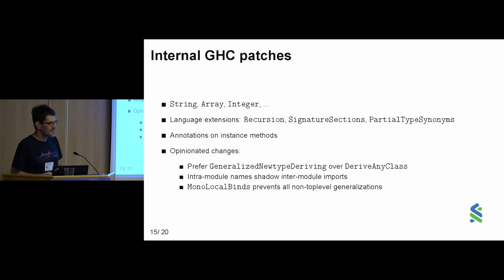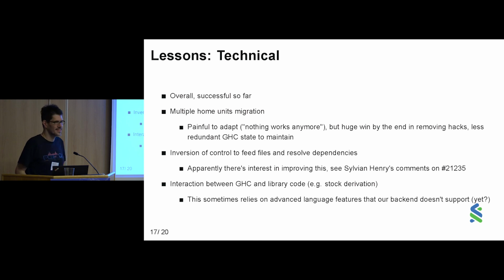So what are the internal GHC patches that we have that, oh, I didn't see the 5-minute warning. Okay, so let me just rush ahead in that case. What are the lessons that we learned from this?